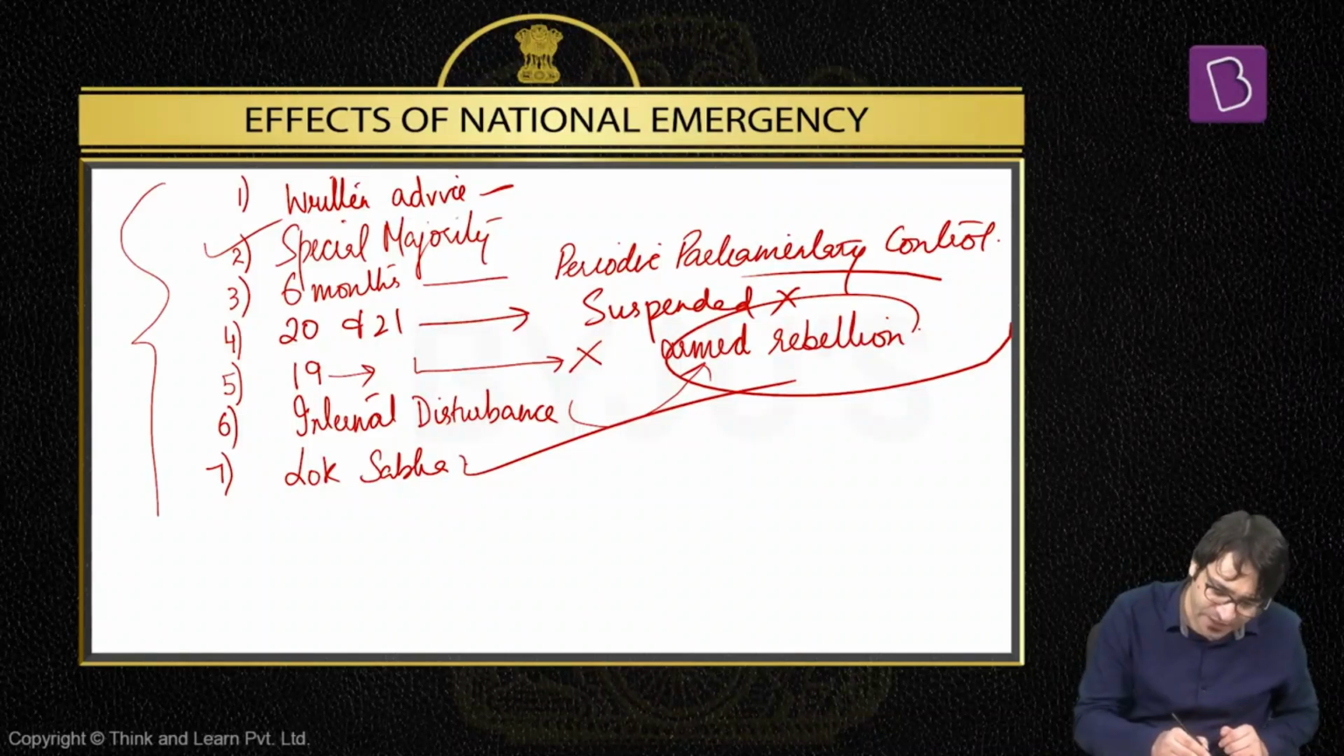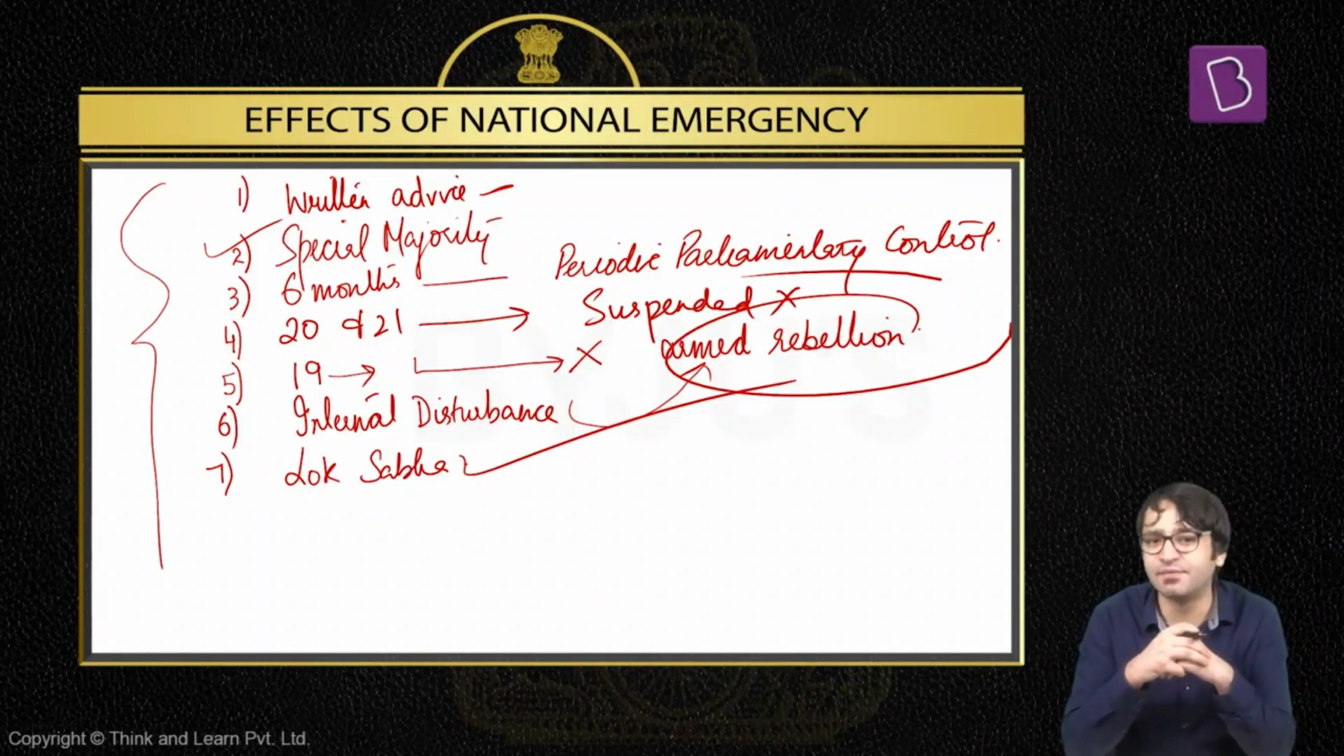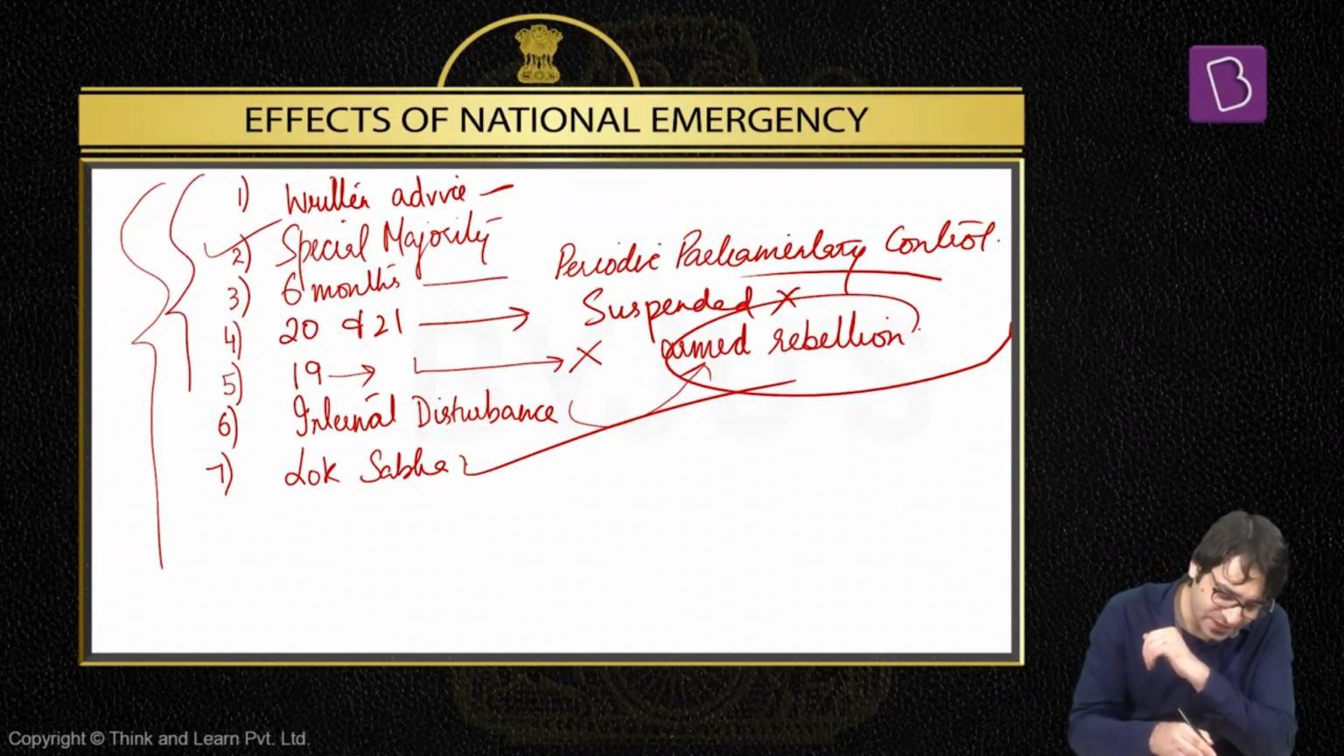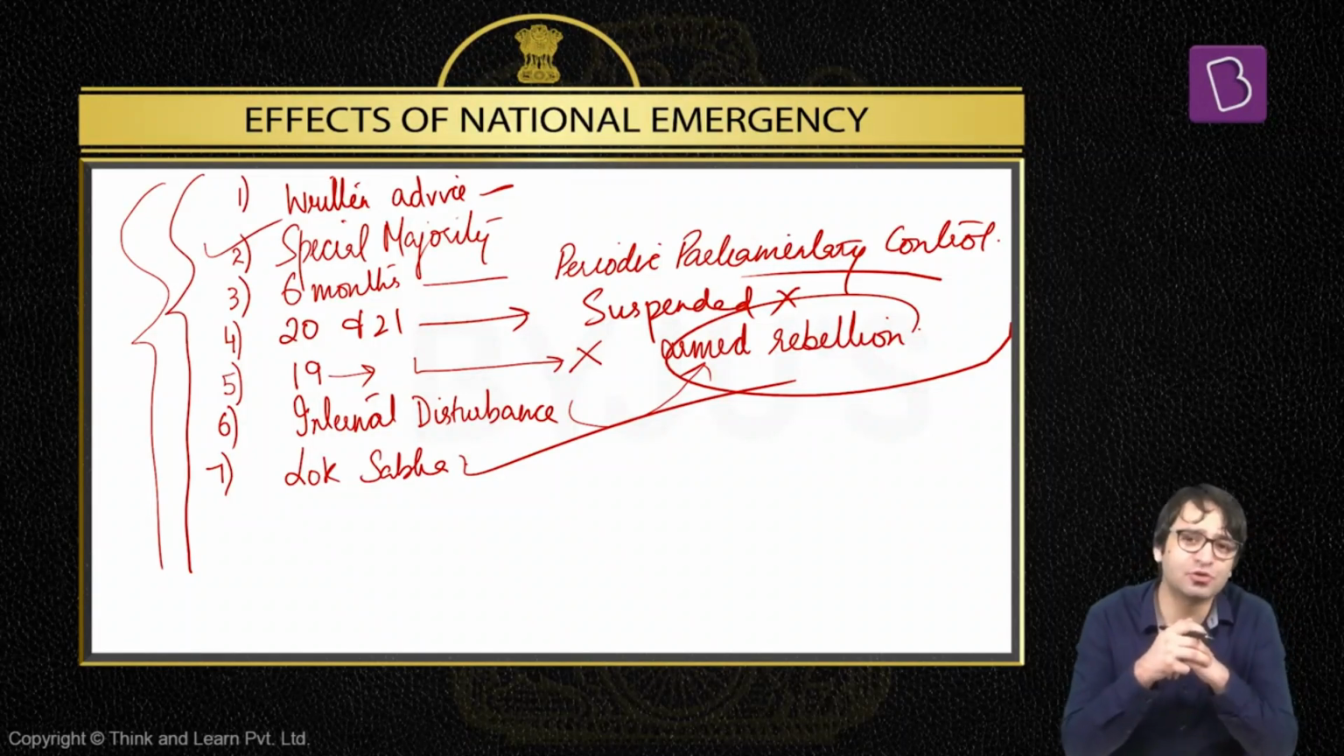And if the Keshavananda Bharati judgment saved India's democracy, the 44th Amendment of 1978 has prevented future misuse of Article 352 of the Indian Constitution. And that is because of all these important features. Because of these features, the misuse of Article 352 has been prevented.